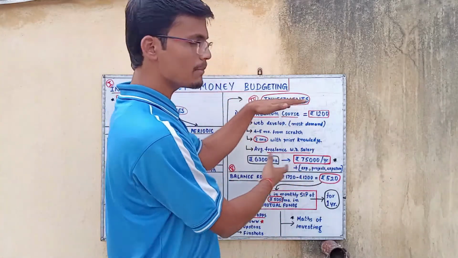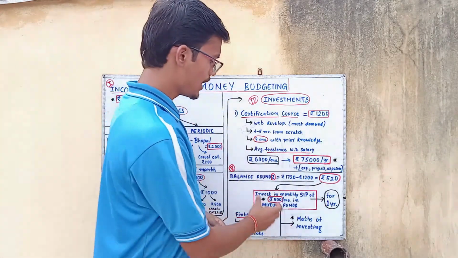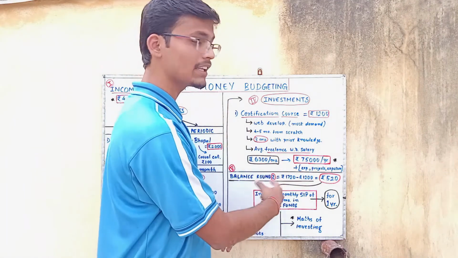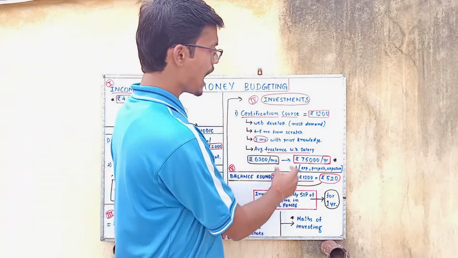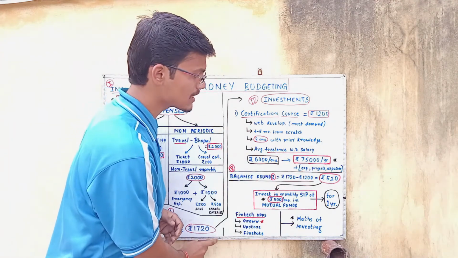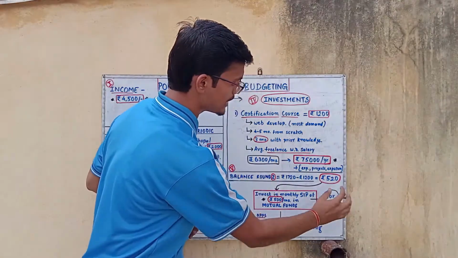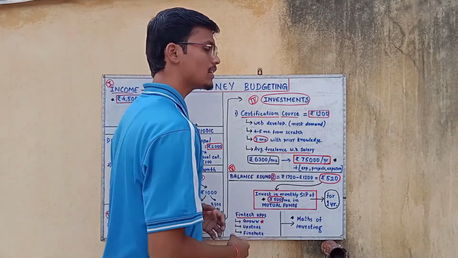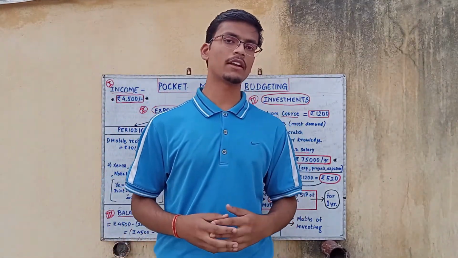Now we are done with one part of investment. Now let's get into the balance, round 2, which is the fifth and the last part of the plan. After allocating this 1200 rupees from 1720 rupees, I am left with 520 rupees. Now, here's where the real investment will start.